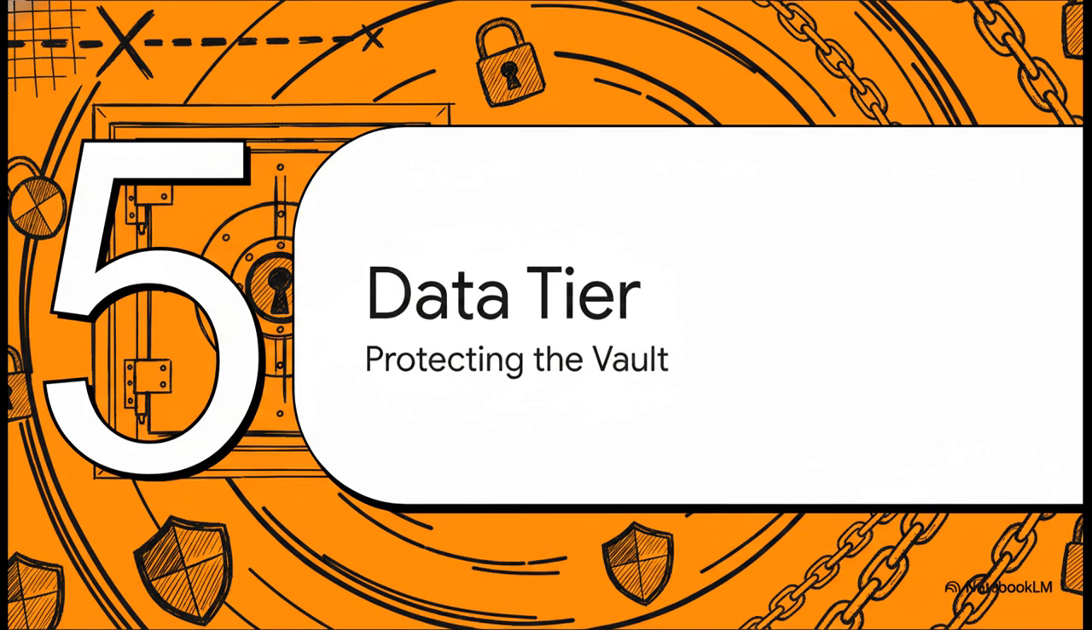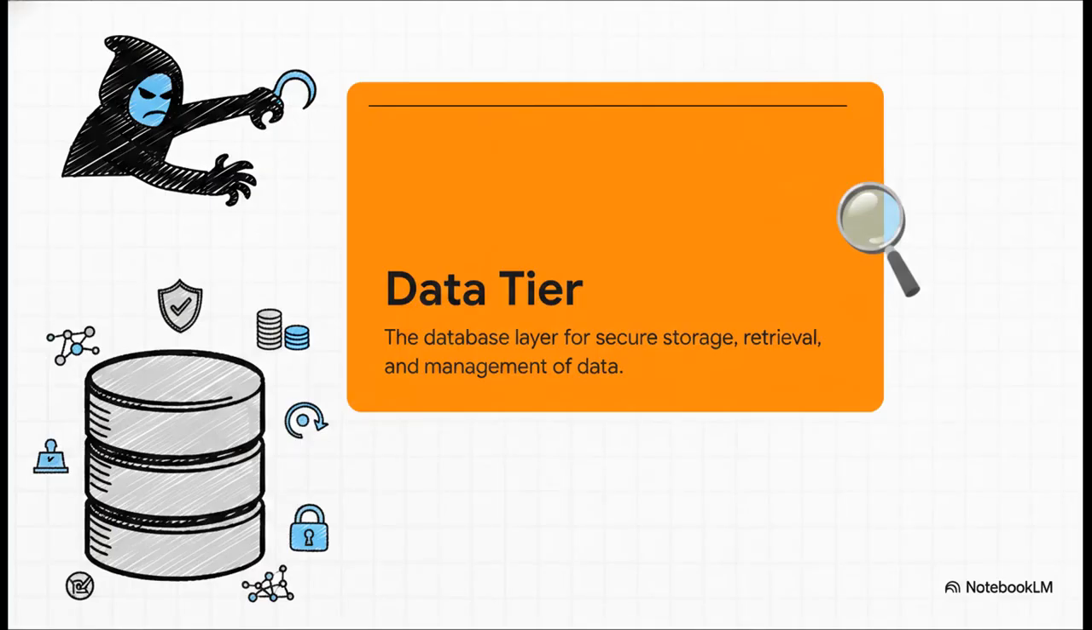Which brings us to Section 5, protecting the data tier. Let's assume the worst for a second. An attacker actually makes it past the application checkpoint. We now journey into the most critical part of the entire system. The data tier is the ultimate prize for any cybercriminal.